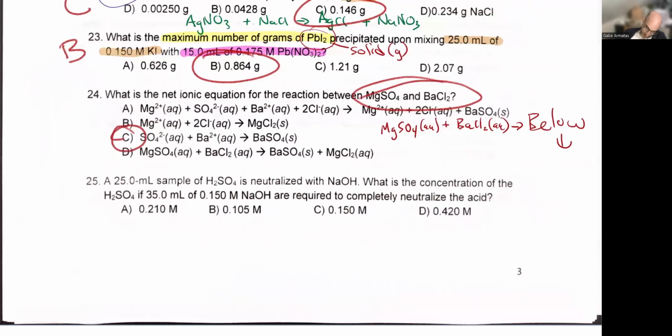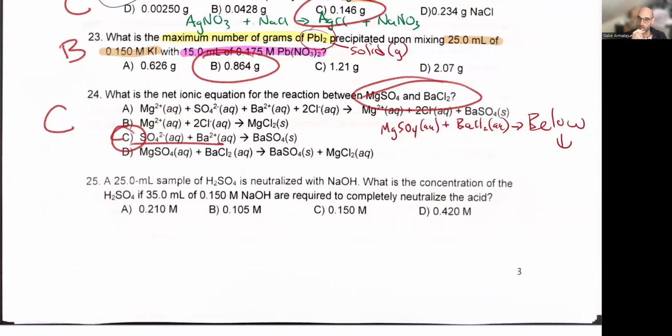Barium, yeah, see, this one is backwards. Barium should be first, but we're going to say C for that one, okay? All right. Next up, a 25 ml sample of sulfuric acid is neutralized with sodium hydroxide, okay?